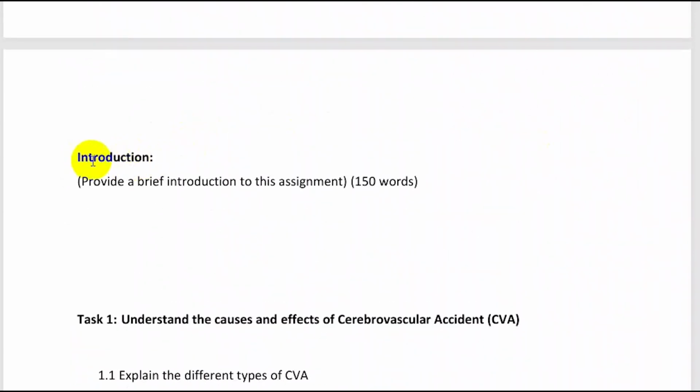Now, here comes the introduction in which you have to provide a brief overview of the topic of your assignment, that is understanding stroke care, in which you can discuss what stroke is, what the definition of stroke is, and what the prevalence rate of stroke is. So this is all you can discuss under the introduction section.